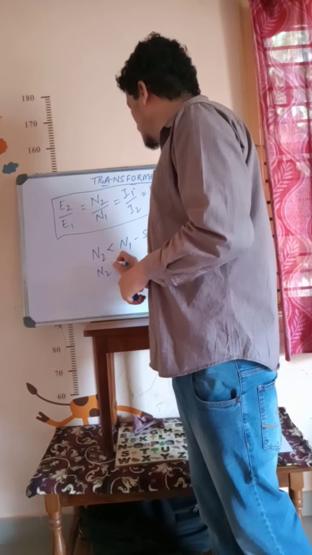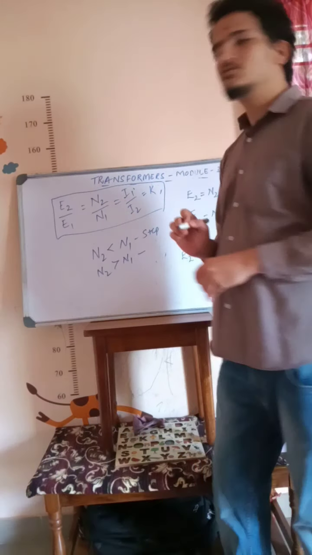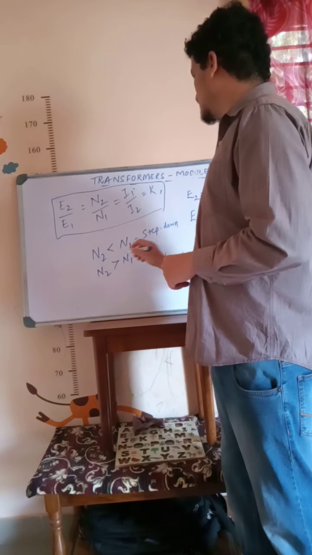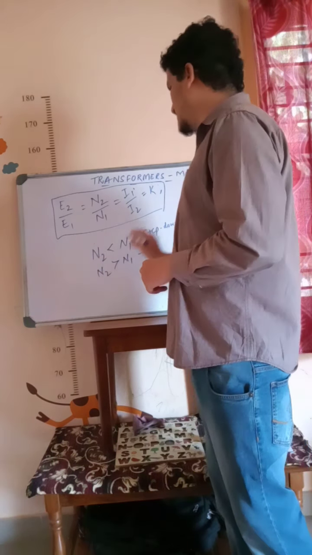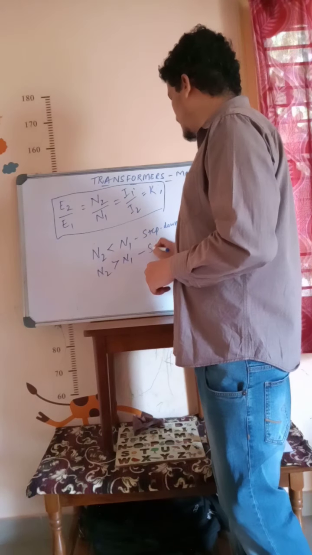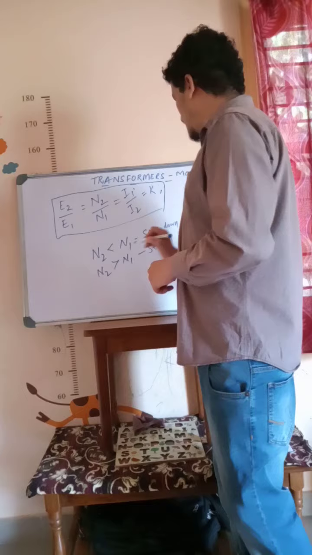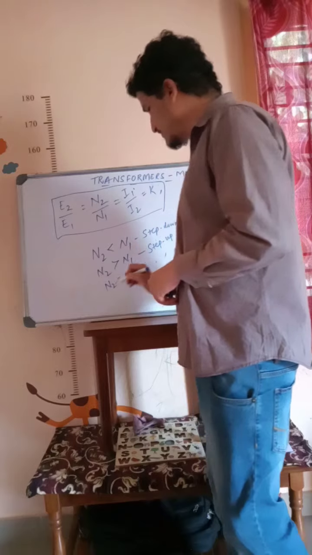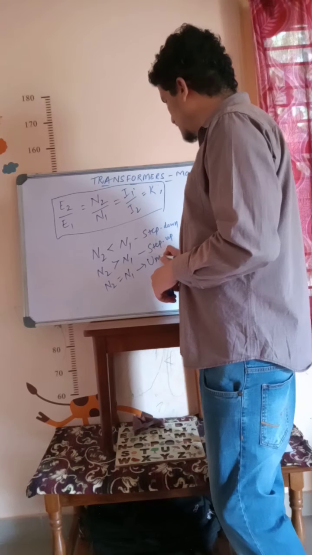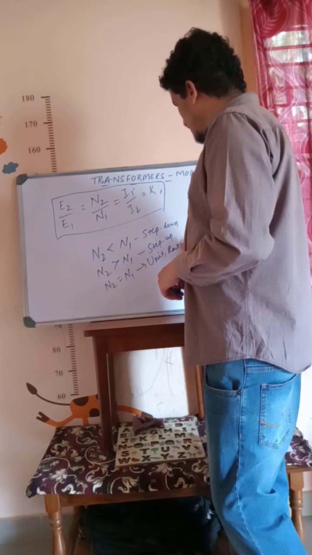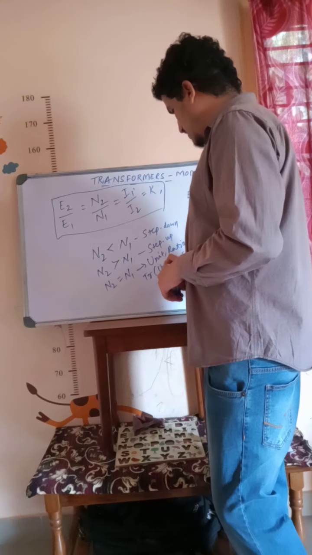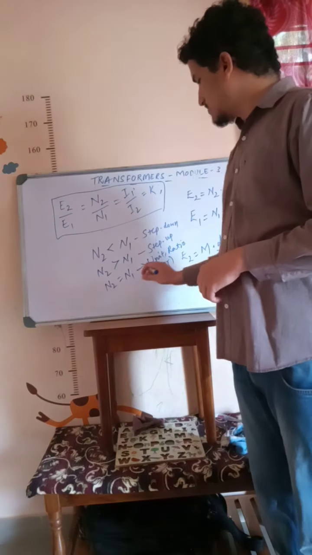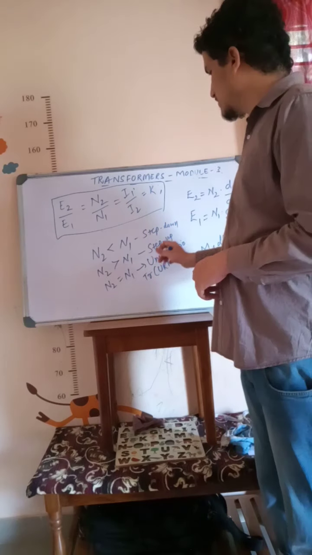If N2 is greater than N1, then what is it called? N2 is less than N1, step down. If N2 is greater than N1, then it is a step up transformer. If N2 is equal to N1, what is it called? Unit ratio transformer. It is also called URT. If N2 is equal to N1, it is called URT, unit ratio transformer.